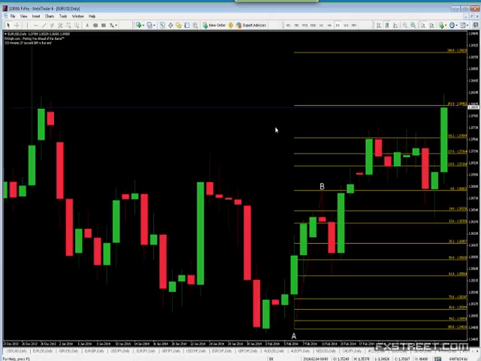I like to think of Fibonacci as a psychological tool. It helps me peek into the minds of my opponents and anticipate where they're most likely to enter or exit trades. Okay, it's a psychological tool. You're not predicting the market. You're predicting crowd behavior.